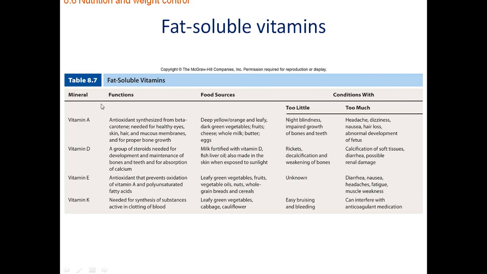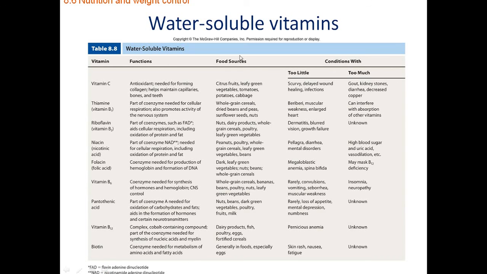Vitamin A is important for vision. That comes from orangey, dark green vegetables. Vitamin E is considered an antioxidant. Vitamin K is important for blood clotting. And here are the water soluble vitamins: vitamin C, thiamine, which is B1, riboflavin, niacin, folacin, B6, pantothenic acid, B12, and biotin. I'm not going to make you memorize all those.